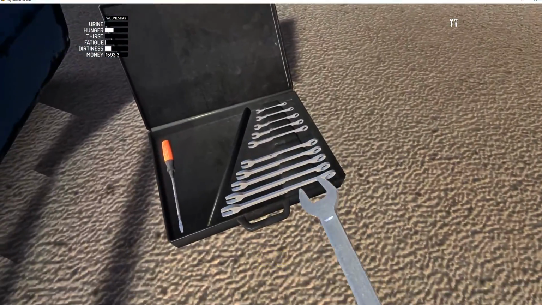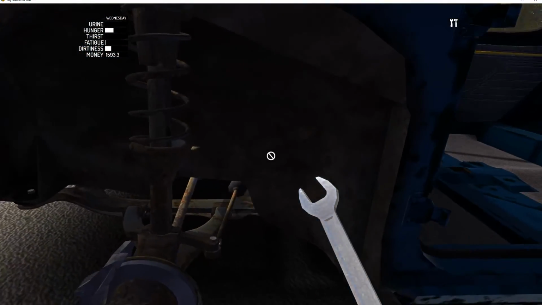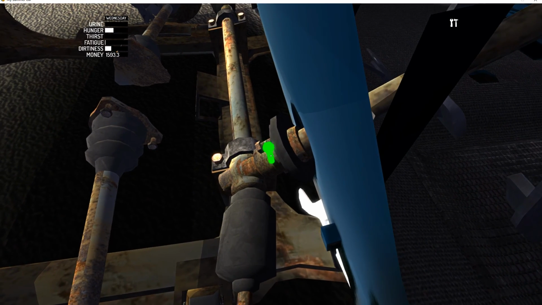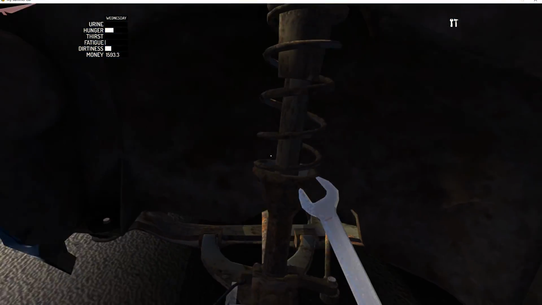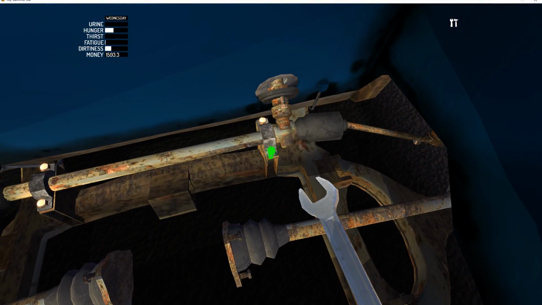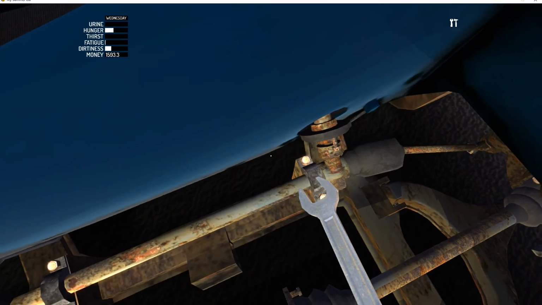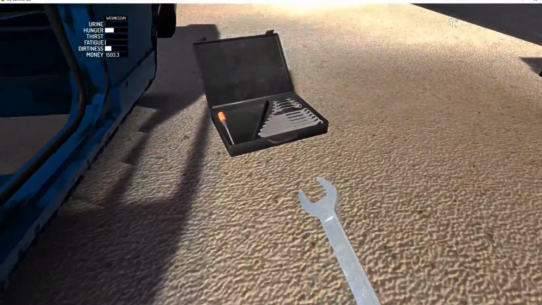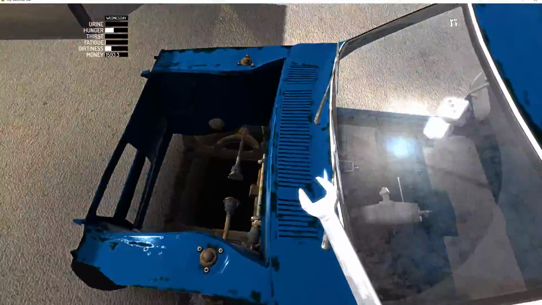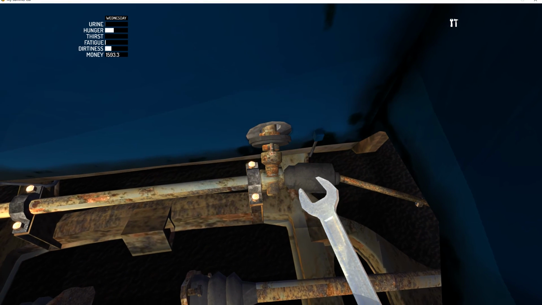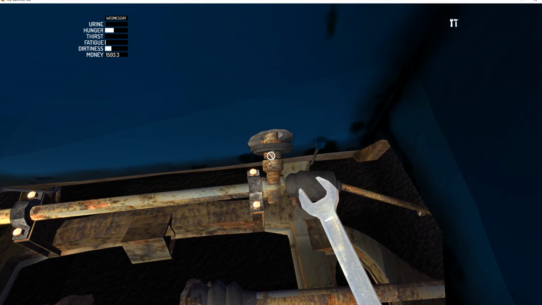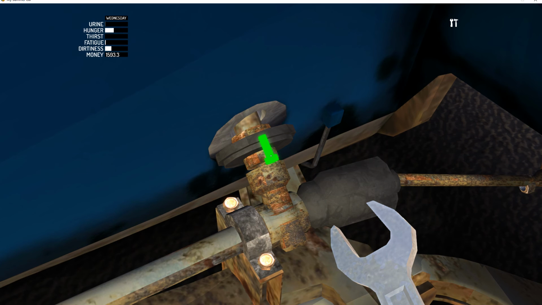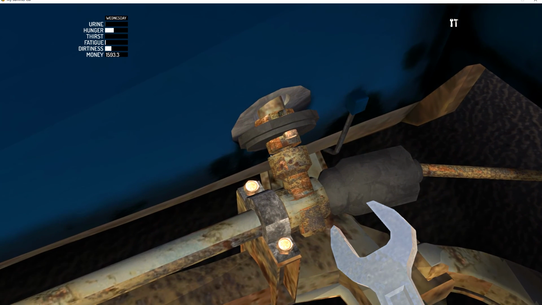Let's try the 10. Oh, we have the 10. Let's try the 9. Wait, is that it? Huh. Let's go in and see. That's not it. Maybe it's not the 9. Try the 8. There we go. Oh, man. Okay, 1 and 2. So that will secure our steering column.